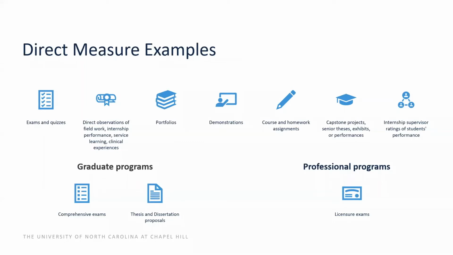For graduate programs, there are a number of other types of commonly used assessment that might be good examples of direct measures. So things like their comprehensive exams that they take while they're going through the process, or even their proposals for their theses and dissertations. And so those would be other ways to directly measure learning and skill development in programs. With professional programs, there might be additional competencies or licensure requirements that would be great direct measures that are already established that could be included in your assessment plans.